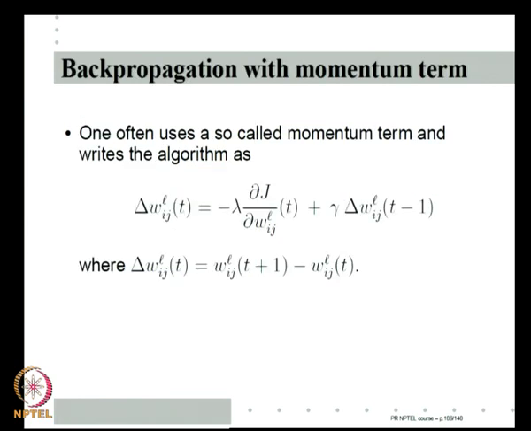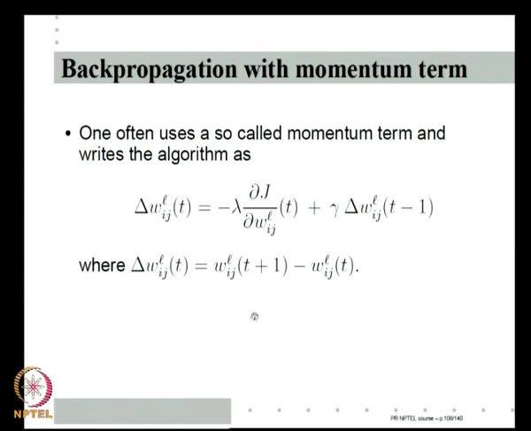Here are a few such things. This is called backpropagation with a momentum term. What you do is, if I write delta Wij(t) as Wij(t+1) minus Wij(t), essentially what is the algorithm we had earlier? Wij(t+1) equals Wij(t) minus lambda times the gradient.